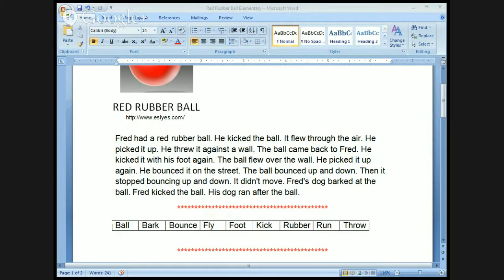The ball flew over the wall. Where did the ball fly? The ball flew over the wall. Why did the ball fly over the wall? This one will require you to think. Why did the ball fly over the wall? The ball flew over the wall because Fred kicked the ball.